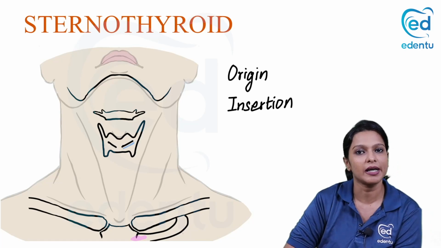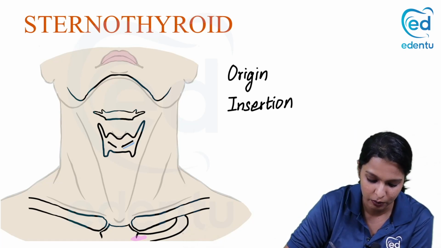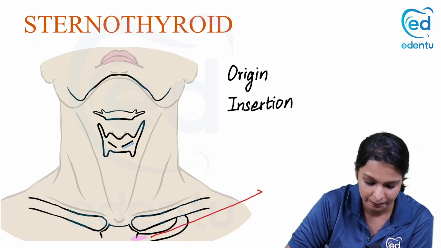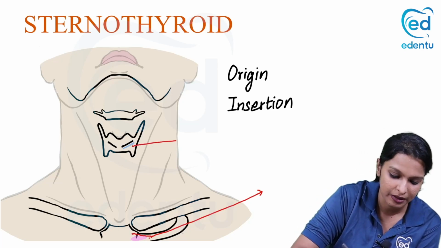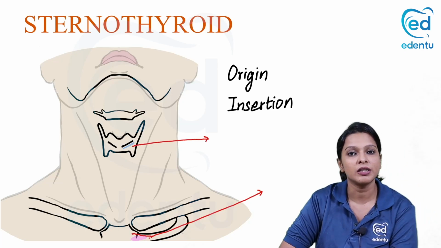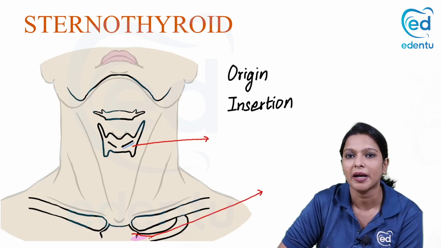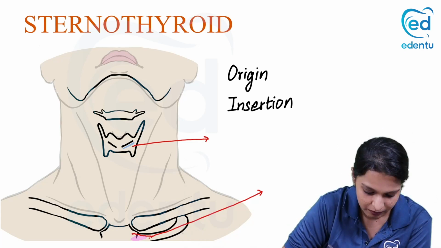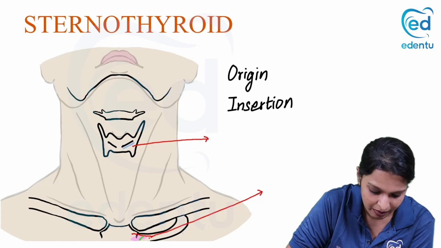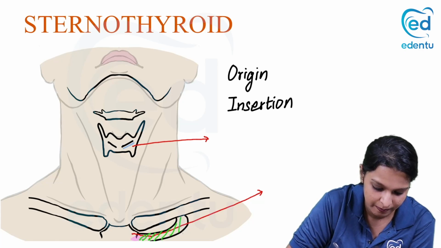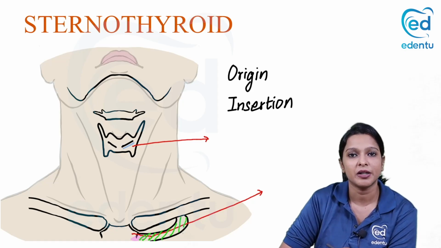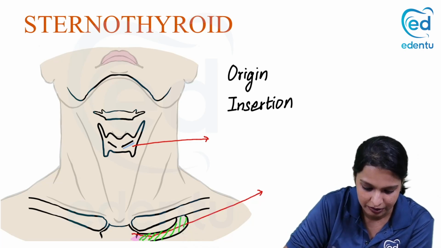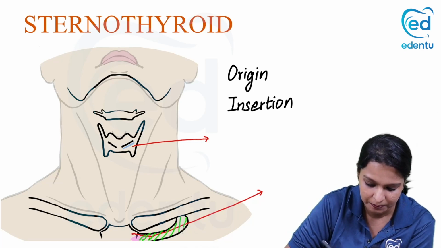Now let's move on to the second muscle, the sternothyroid. What is the origin and insertion? Origin is here in this part, and this is the insertion. Origin is from the posterior aspect of manubrium of sternum and the adjacent part of, you can see, the first strip. This is the first strip. This is the origin from the sternum.